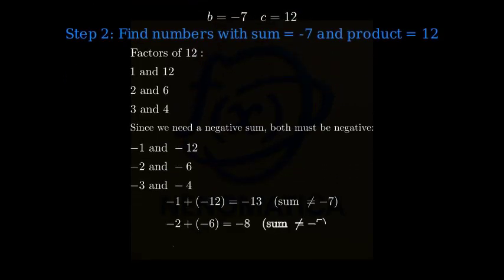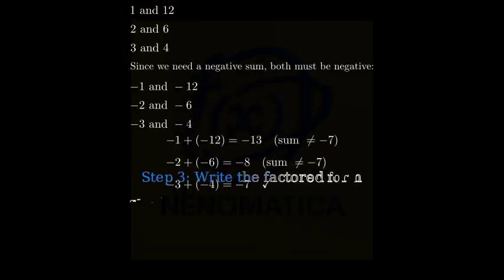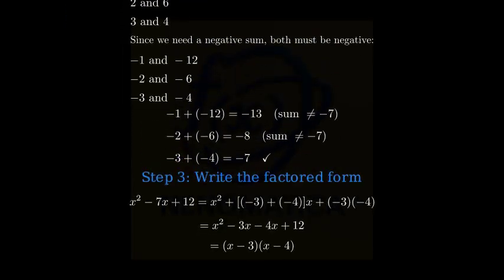Let's check. Negative 1 plus negative 12 equals negative 13. That's not right. Negative 2 plus negative 6 equals negative 8. That's not right either. Negative 3 plus negative 4 equals negative 7. This pair works. Their sum is negative 7, and their product is 12. So, the factored form is (x minus 3)(x minus 4).